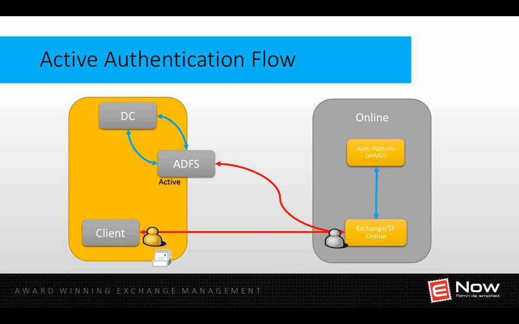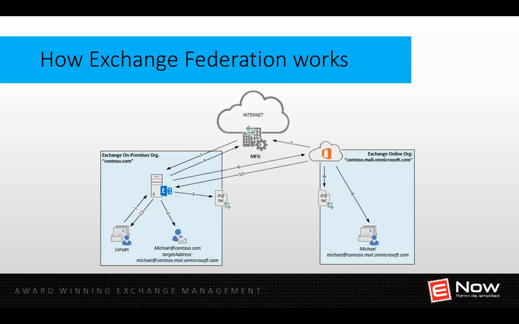So imagine there's a user on premises on the left-hand side called Lorian who makes a request for Michael's mailbox, Michael's availability. He sends that off to the Exchange server, and the Exchange server will actually try and do a lookup. Do I know Michael? And it will find a contact for Michael, but that actually says, hey, by the way, the target address for Michael is not on premises, it's in the cloud.